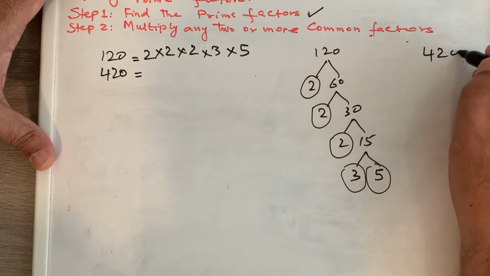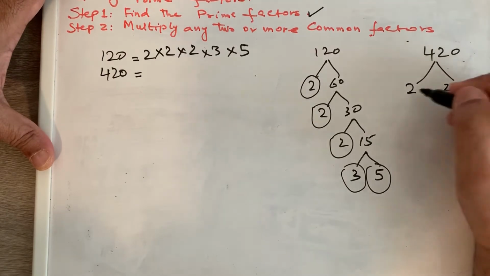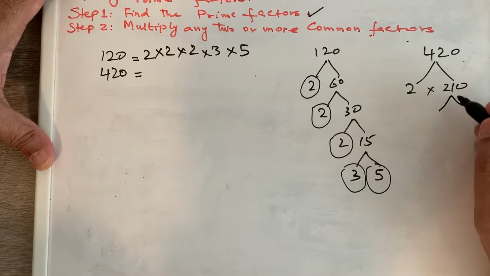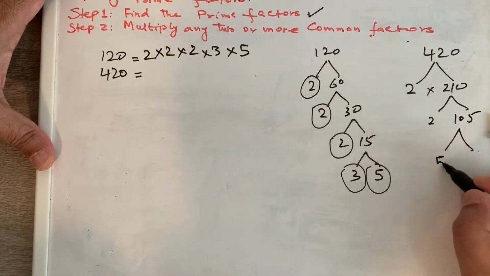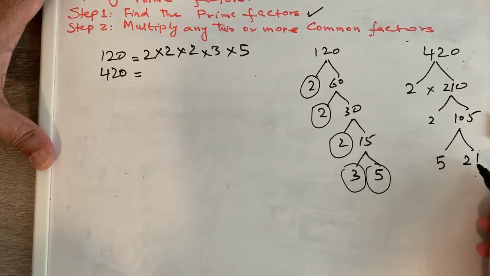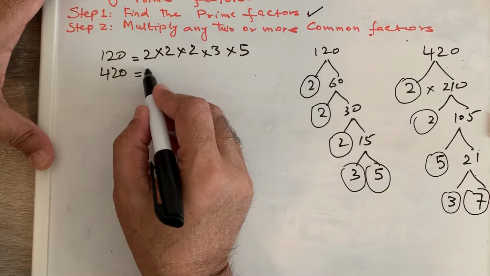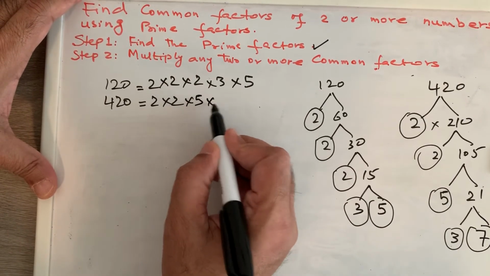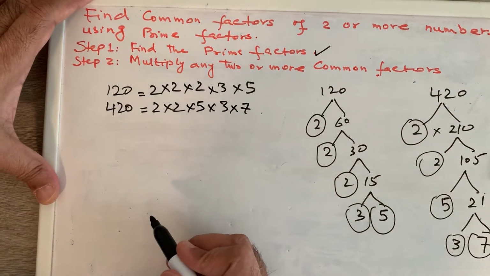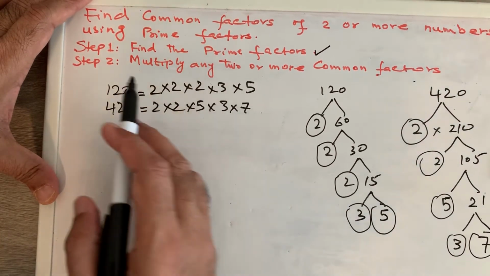And now we will break 420 into prime factors, right? How do we start? 2 times 210 is 420. If you multiply these two numbers, you get that. And then you break 210 like 2 times 105. And then you break 105 with the table of 5, so that you get 5 and 21. And then you break 21 as 3 and 7. So you have your prime factors 2, 2, 5, 3, and 7. So you will multiply 2 times 2 times 5 times 3 times 7, right? So we have the prime factors of 120 and the prime factors of 420. So that means step 1 is done.